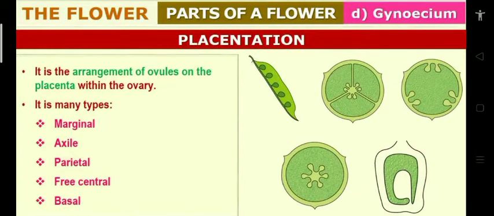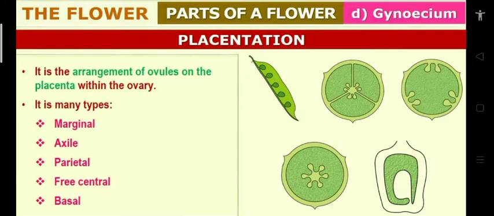See on the screen, placentation. The arrangement of ovules on the placenta within the ovary is called placentation. According to the NCERT textbook, there are 5 types of placentation: marginal, axial, parietal, free central, and basal placentation. See one by one.